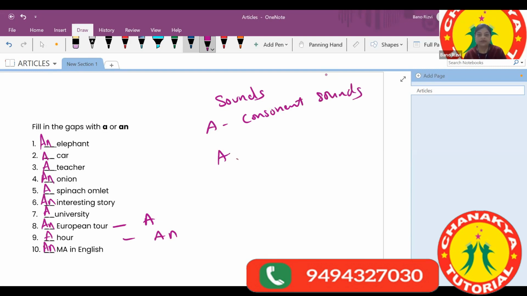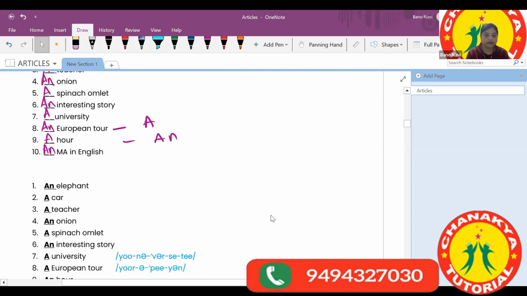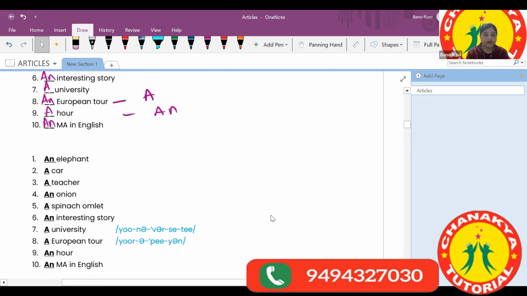Okay. And comes with a vowel sound. Okay. Now here you see we have U, although we are talking about university. We are using a, because the sound is of a consonant. Okay. We are not pronouncing it as "uh-niversity".